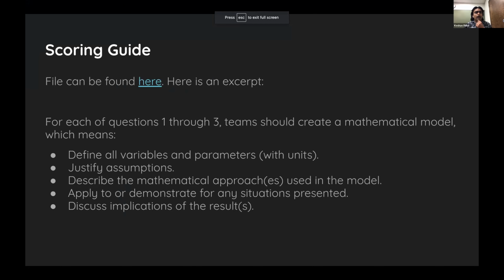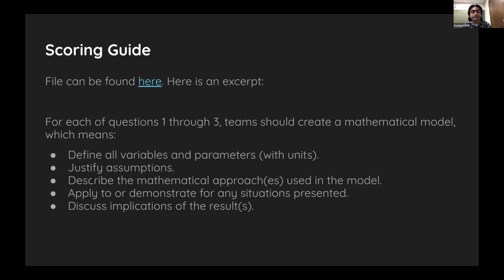So towards the beginning of this document, it says, for each of questions 1 through 3, teams should create a mathematical model, which means define all variables and parameters with units, justify assumptions, describe the mathematical approaches used in the model, apply to or demonstrate for any situations presented, discuss implications of the results, right? And hopefully in these first couple workshop sessions, we've really tried to drive home the point that defining your variables and parameters with units is important, justifying your assumptions is important.